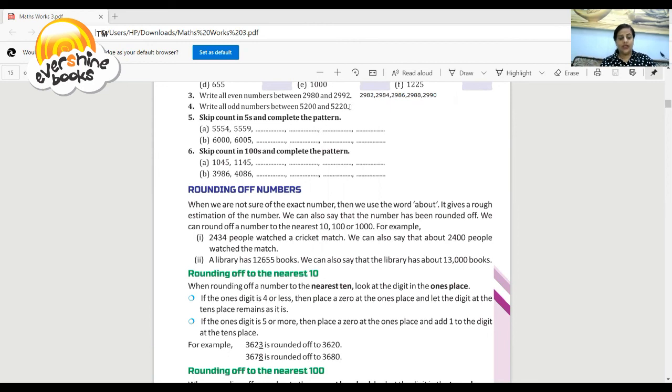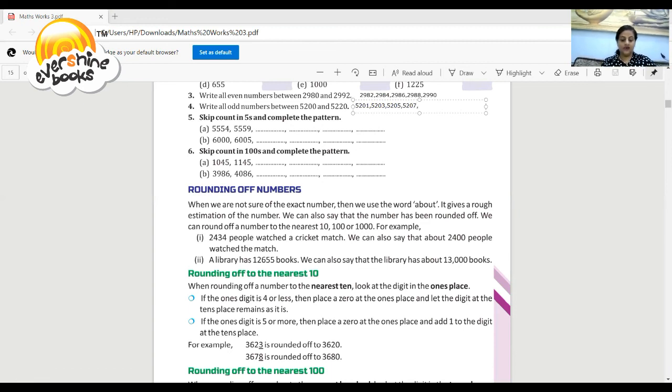Okay, like this. Now write all the odd numbers between 5200 and 5221. So odd numbers are, we will write here 5201, next with the comma, 5203, comma, 5205, comma, 5207.